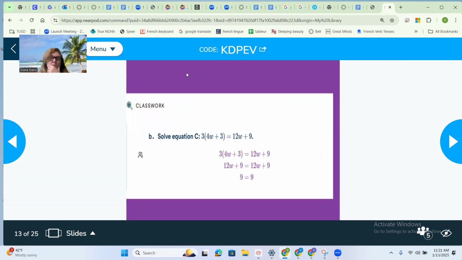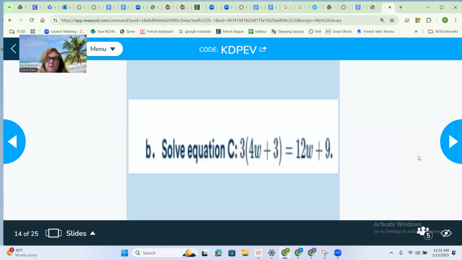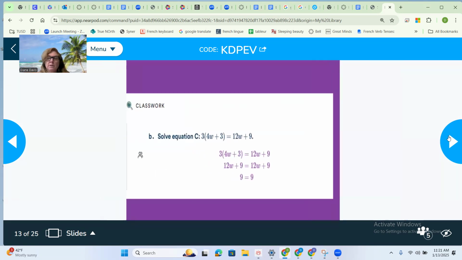Okay, here's the next one. So I'm going to explain it to you, and then this is supposed to be a draw it slide. Looks like it didn't come out as one either. But you can solve it in chat for me.